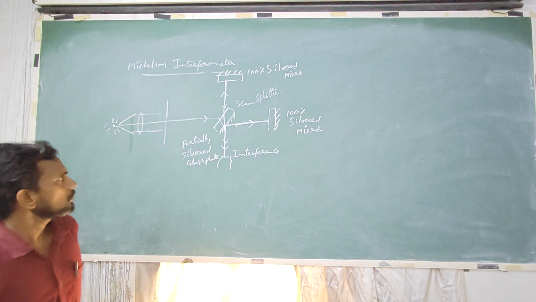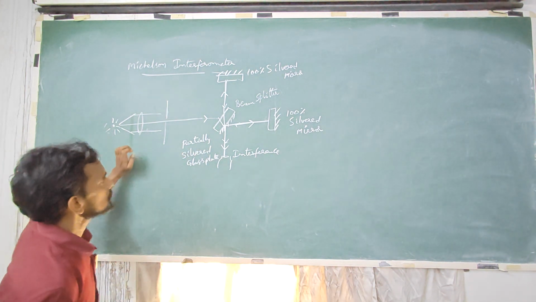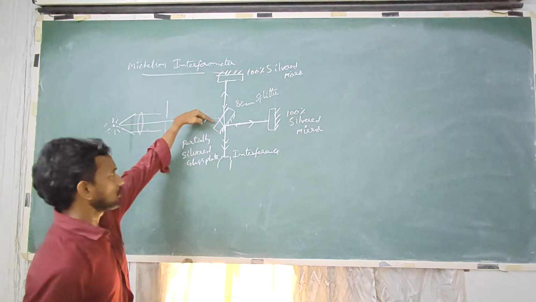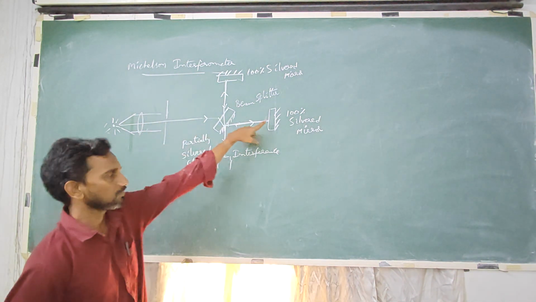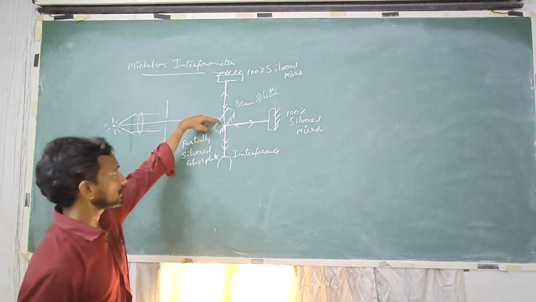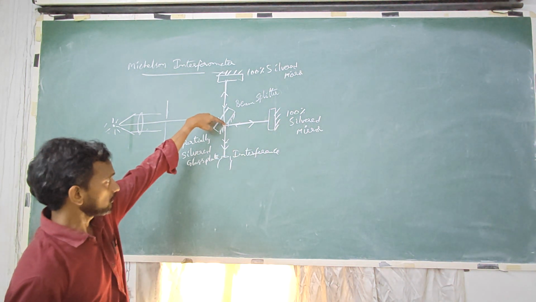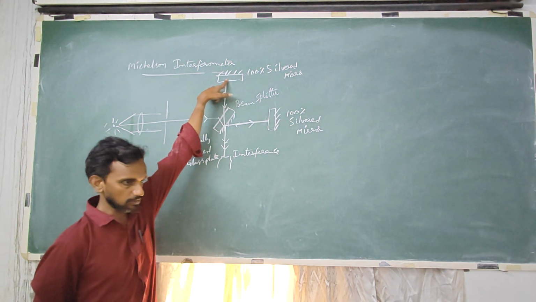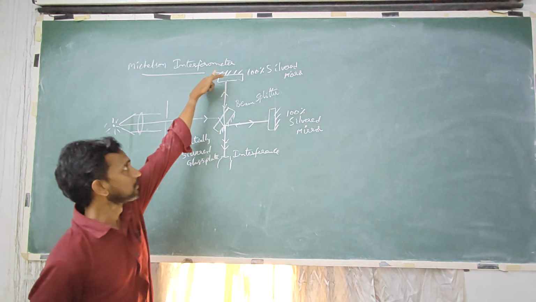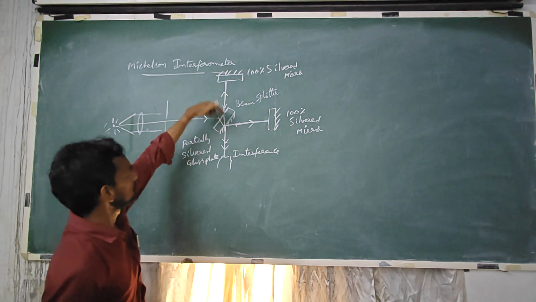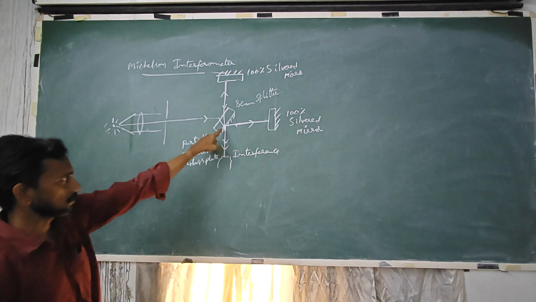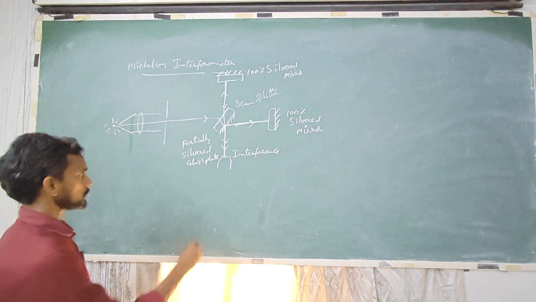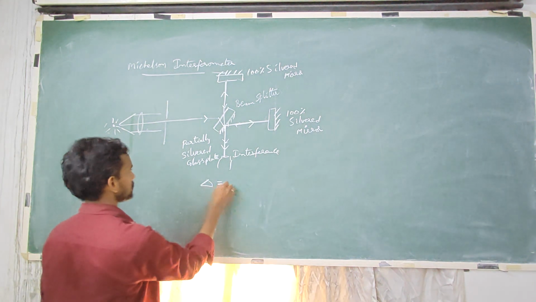Okay, so now what is the situation here? One light ray is reflecting from this glass plate. Second light ray is reflecting from the beam splitter and again from the 100% silver mirror. And finally it is contributing to the interference pattern. So for the condition for constructive interference, let's say delta is the path difference.